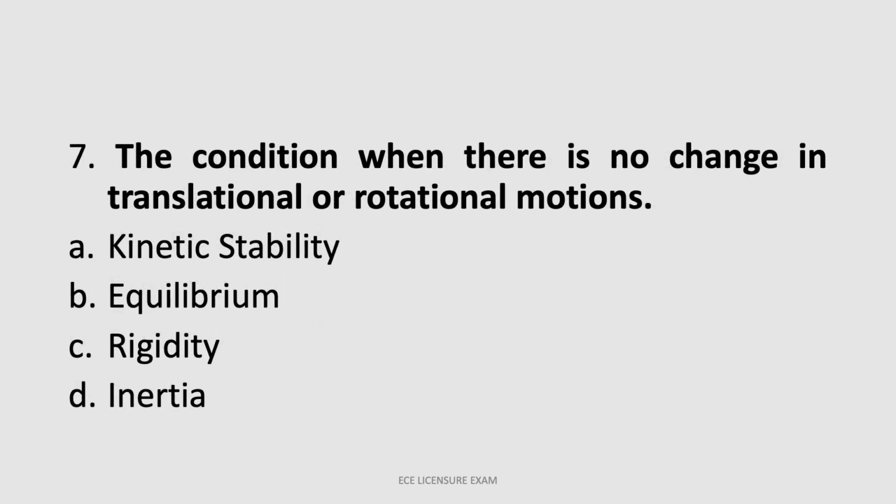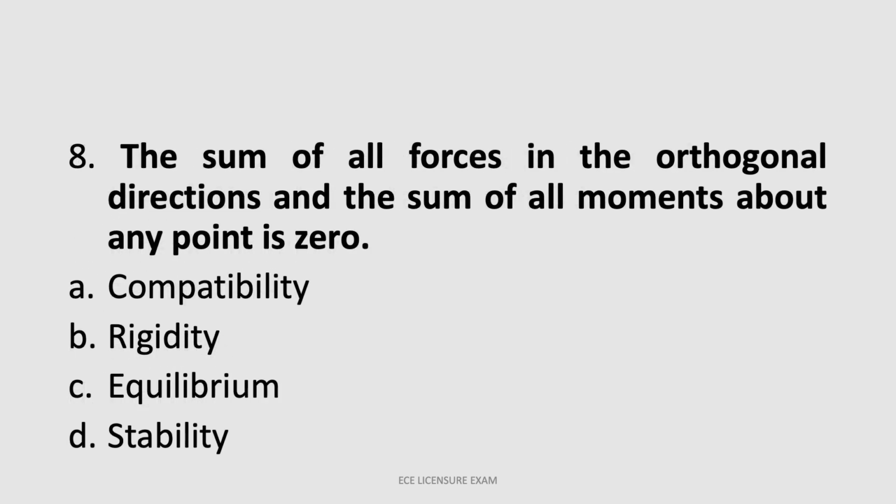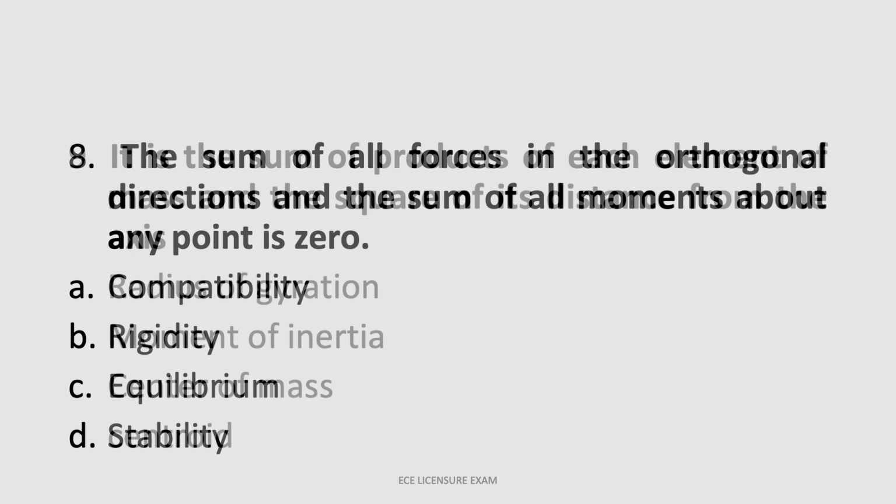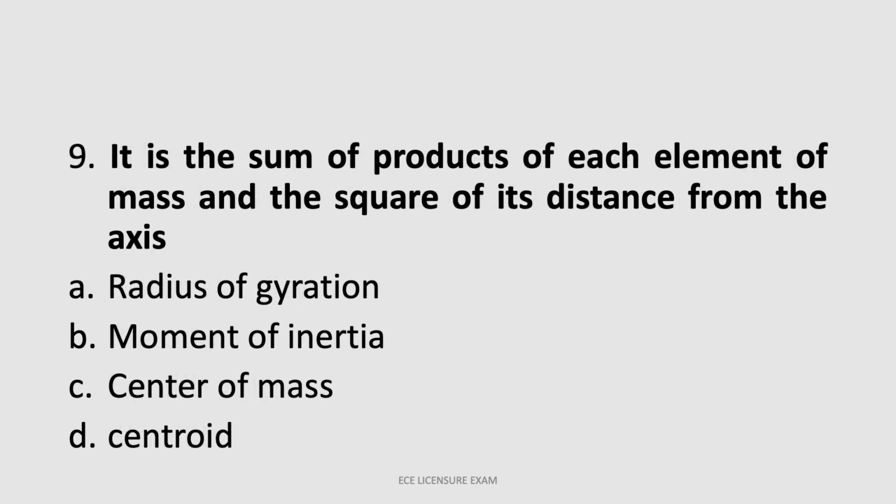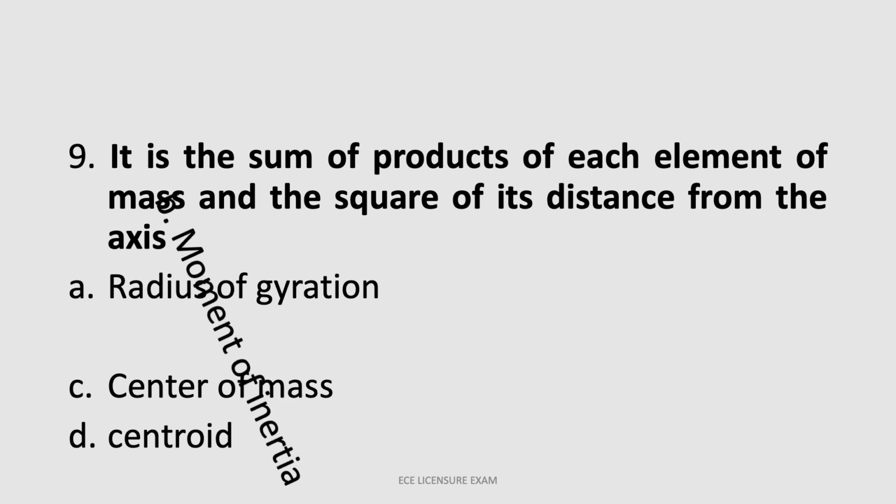The condition when there is no change in translational or rotational motions. Equilibrium. The sum of all forces in the orthogonal directions and the sum of all moments about any point is zero. Equilibrium. It is the sum of products of each element of mass and the square of its distance from the axis. Moment of inertia.